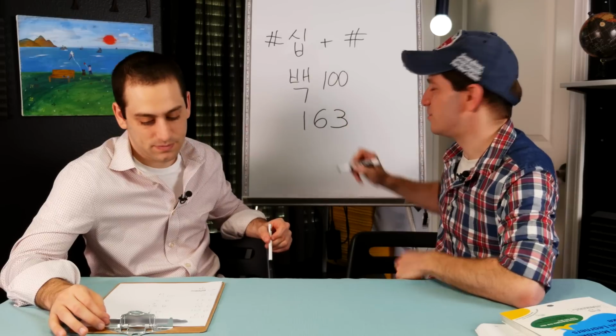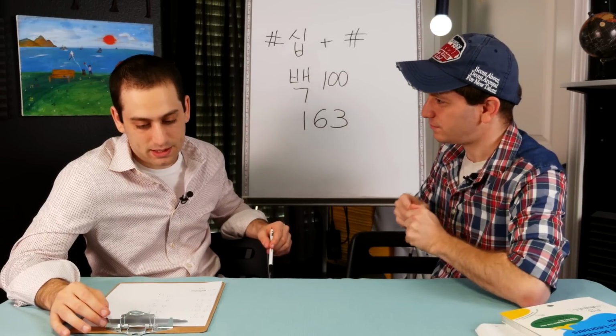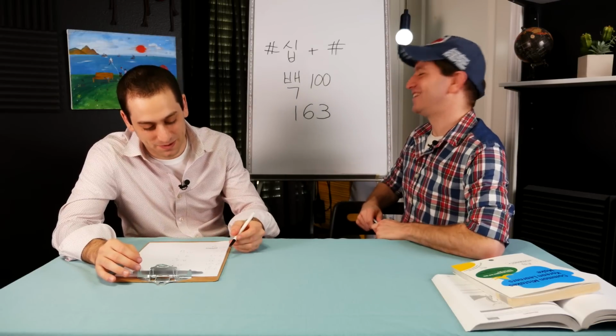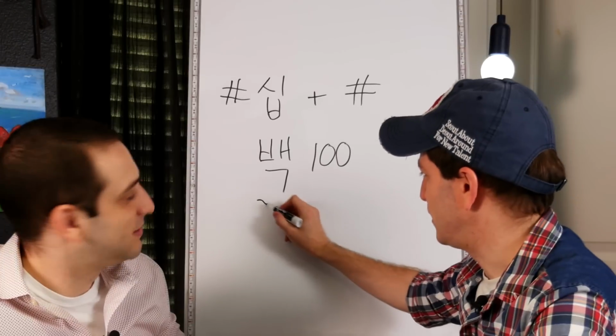If you wanted to say 163, how would you do that? 백육십삼. Yeah, that's right. Pek yuk ship sam. You're doing really good.